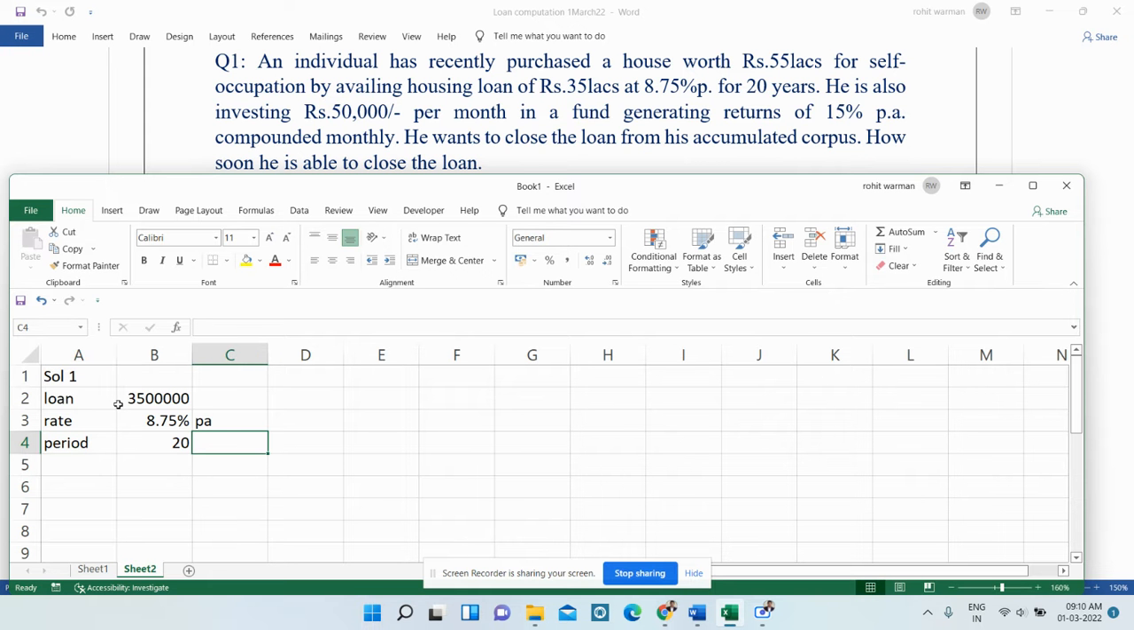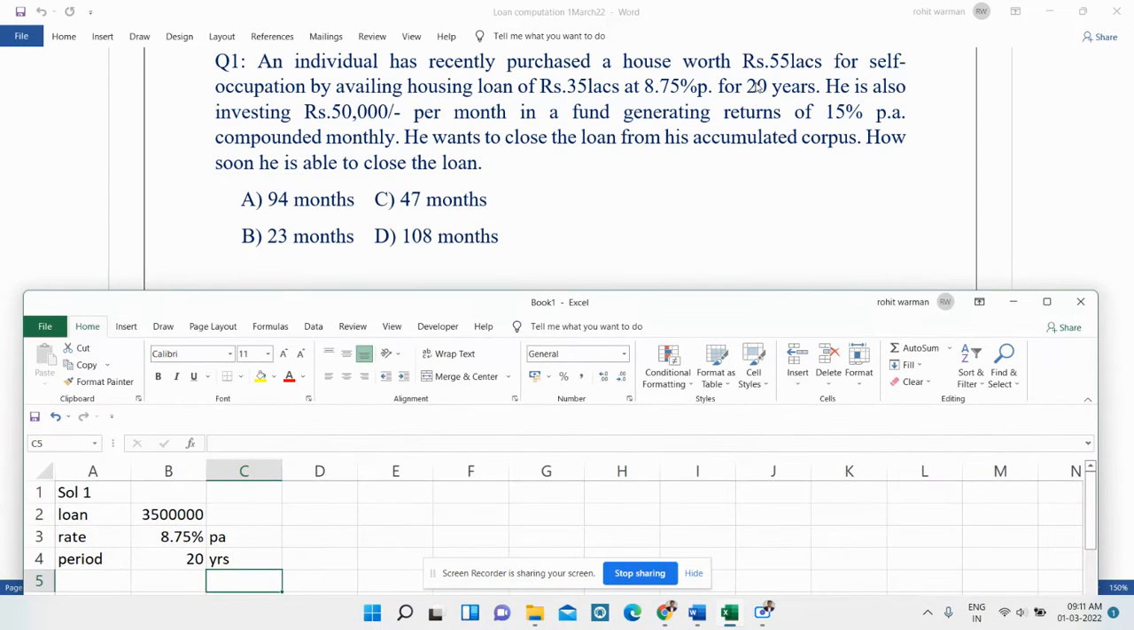Again, remember it is compounding monthly. And what he is doing is simultaneously investing 50,000, expecting 15% per annum on a monthly compounding basis, and he wants to close the loan. So he's saving and he's paying EMI also. The question is asking how soon. Now it is a strategy, a good strategy actually. If he's saving, then his savings will be more than the borrowed amount. Then how soon is he able to close the loan?